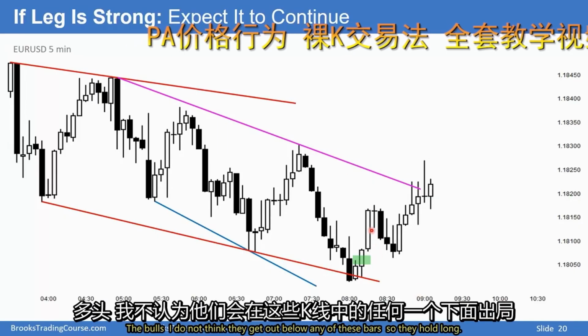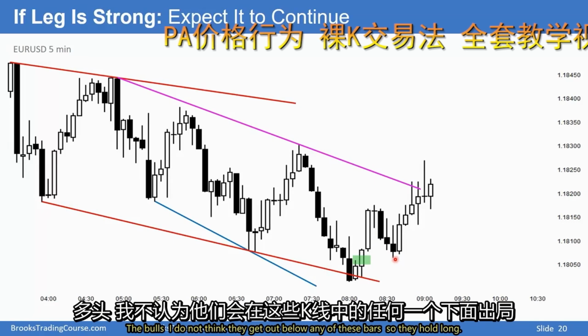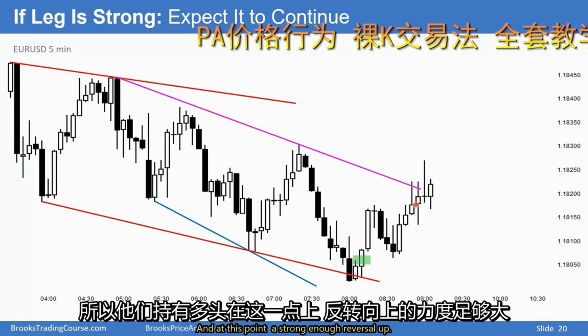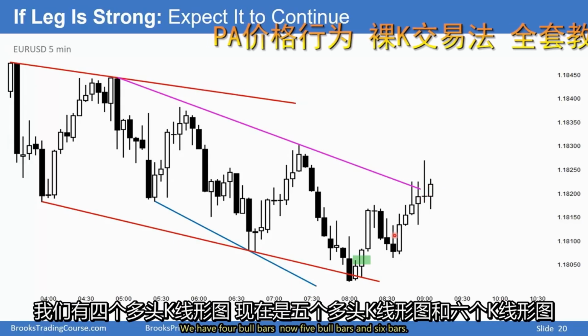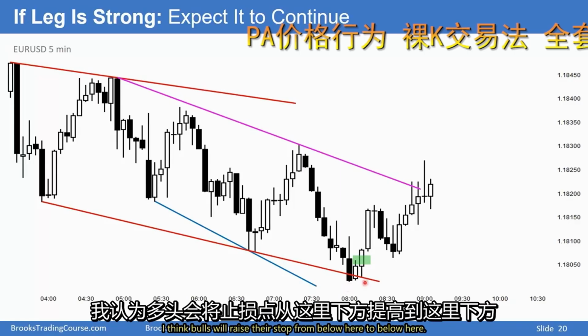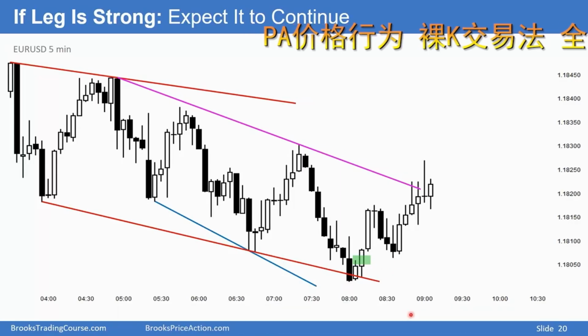The bulls, I do not think they get out below any of these bars, so they hold long. And at this point, a strong enough reversal up. We have 4 bull bars, now 5 bull bars and 6 bars. I think bulls will raise their stop from below here to below here.